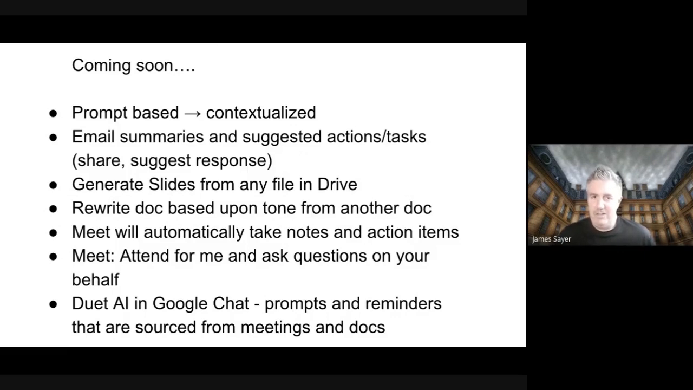Sort of the overarching theme is we're moving away from prompt-based AI within Google to contextualized. And what that means, wherever you are within Google, whether it's in Sheets or in Meet or in Gmail, it's contextualized to that situation. So whatever you're doing, the AI is there. So you don't have to say create a document with these parameters. It's going to be there and be your support and be your assistant.